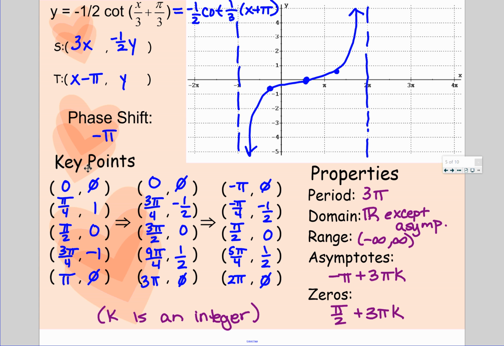So this one had a horizontal stretch by 3, a reflection over the x-axis, and a vertical shrink by a half. So it got a little shorter, a little wider. It also went to the left pi units. That was our phase shift.